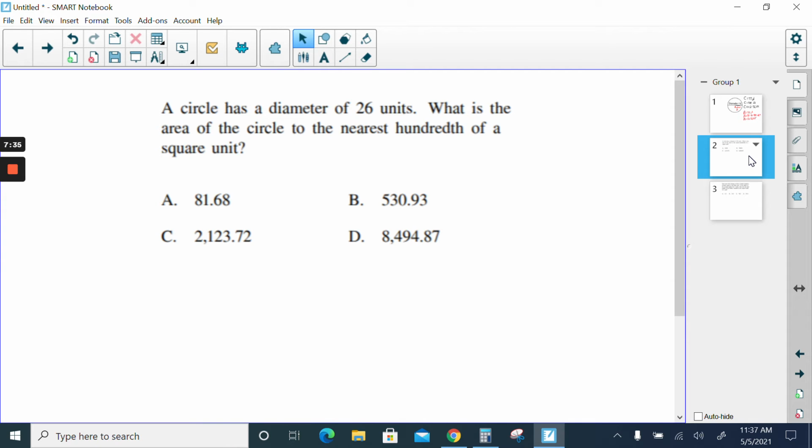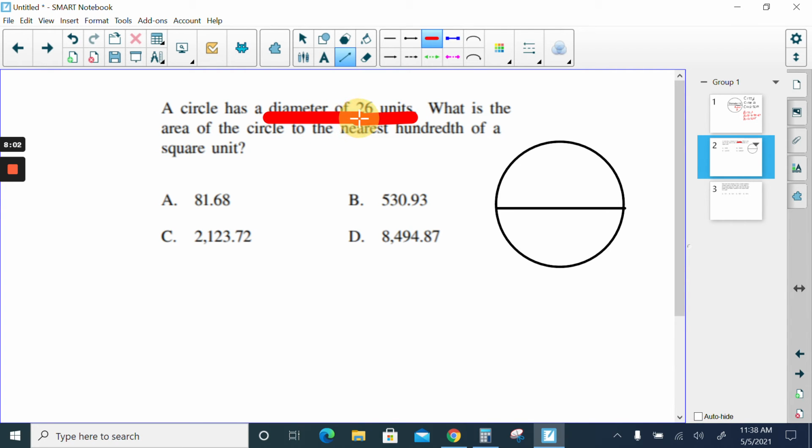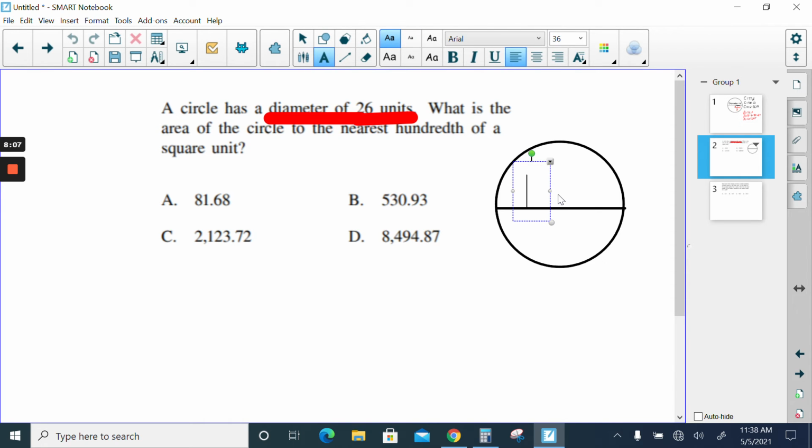Awesome. So in this problem, we need to start off with a circle. Whenever I see a problem like this, I always start by drawing the circle out. It's easier to visualize what exactly I am talking about before I start using a formula and solving. They give me some information: we have a diameter, very important, diameter of 26 units. So this distance going straight across, all the way through, is 26.